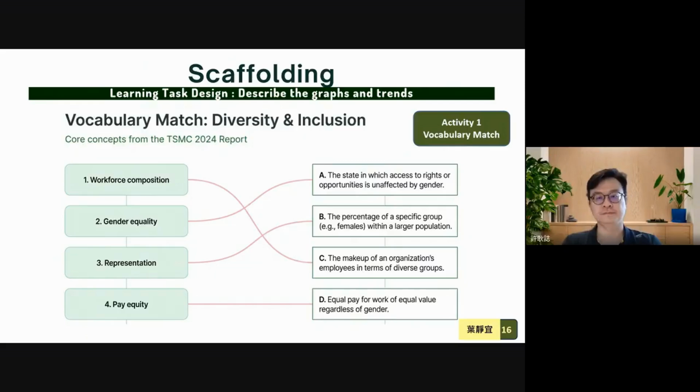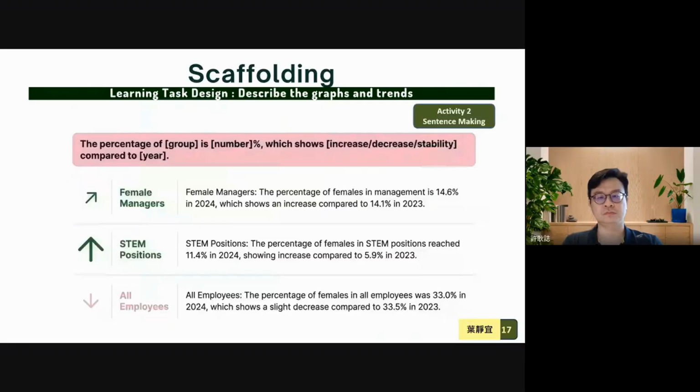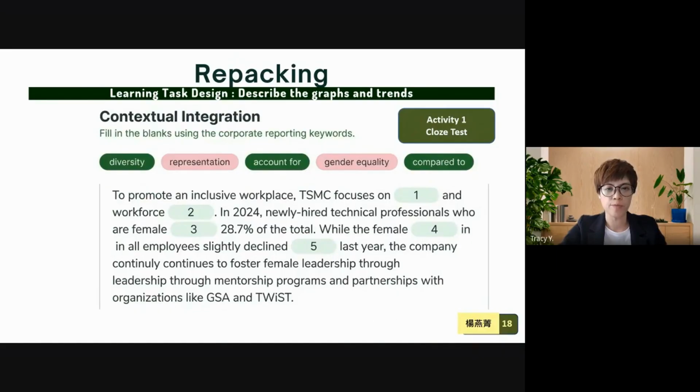In this stage, for the students to get more familiar with vocabulary, we also provided a scaffolding activity for vocabulary matching. Here is another example for sentence pattern practice in scaffolding. Now let's look at how we help students move toward repacking. In this stage, we use a cloze task to facilitate contextual integration. Instead of just memorizing isolated words, students practice using key reporting terms like diversity or account for within a real TSMC report. Through these tasks, they learn how these words actually function in a professional business document. It's about helping them understand the logical structure of corporate language.